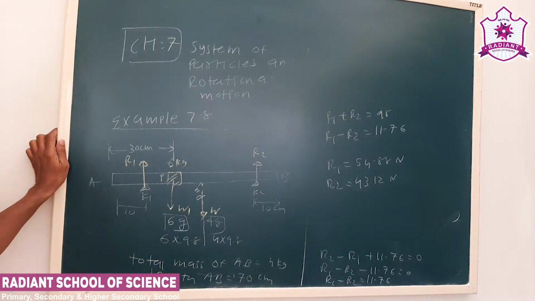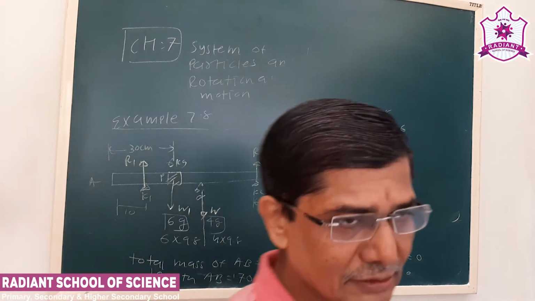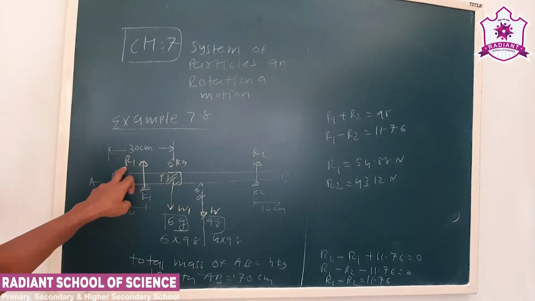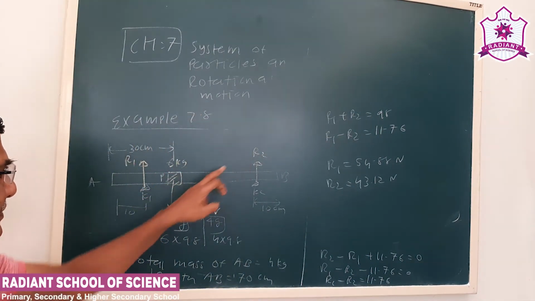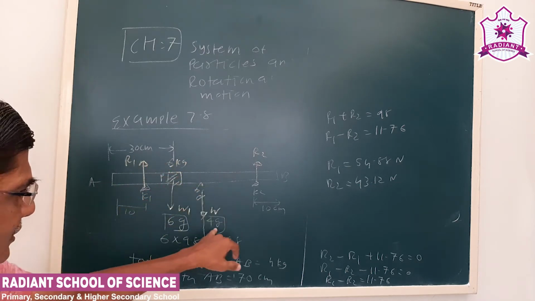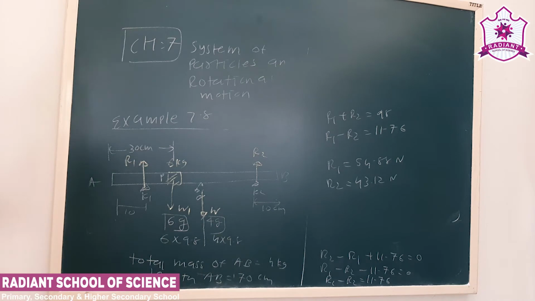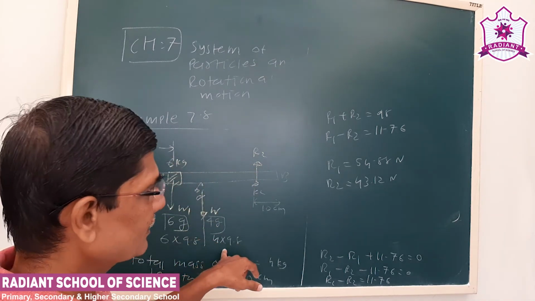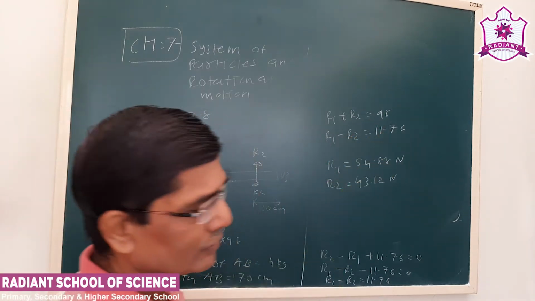Now this is a very important sum. See what we have done. First we consider the translational equilibrium. The upward force we consider positive and the downward force we consider negative. So R1 plus R2. See, 6g and 4g, that is 10g, is the downward force. So R1 plus R2 is 10 into 9.8, which is 98. We make the first equation.